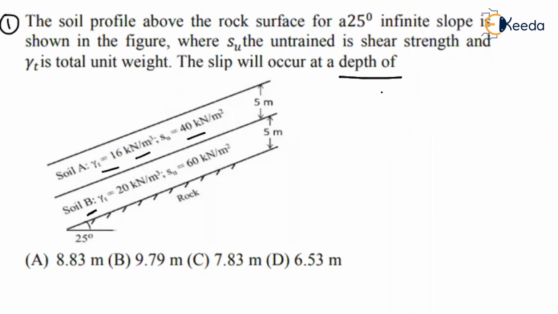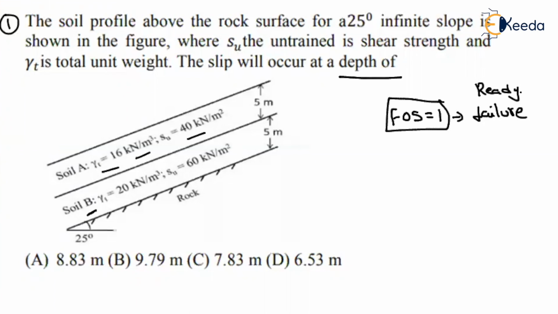So when you can identify the depth wherever the factor of safety is equal to 1, then the failure will occur. Not that failure will occur, it will be ready to fail. So that's why we will find out the depth at which your factor of safety is equal to 1. Even if you cross that depth, the failure will occur. So that is our main motive.